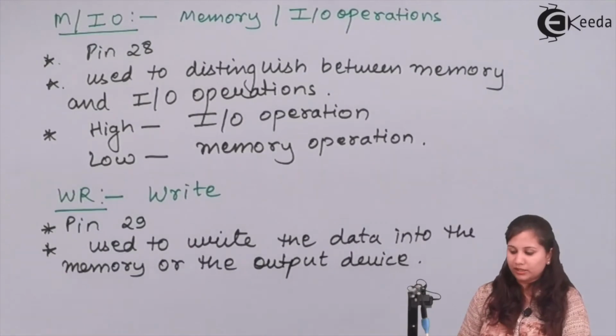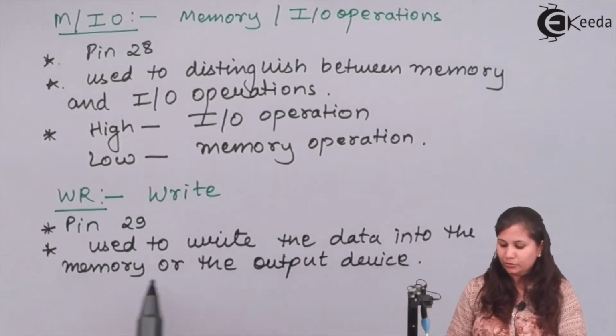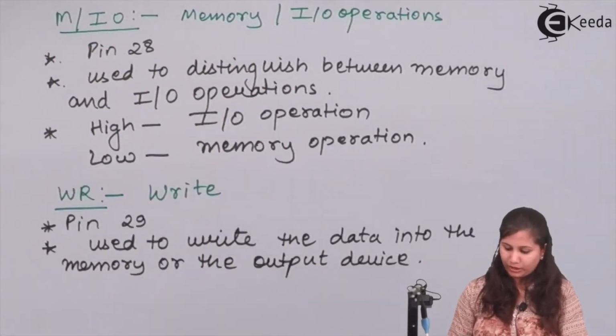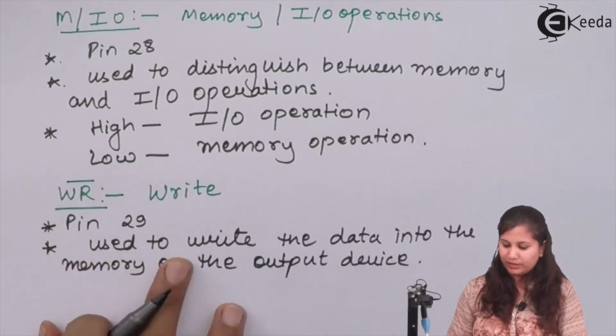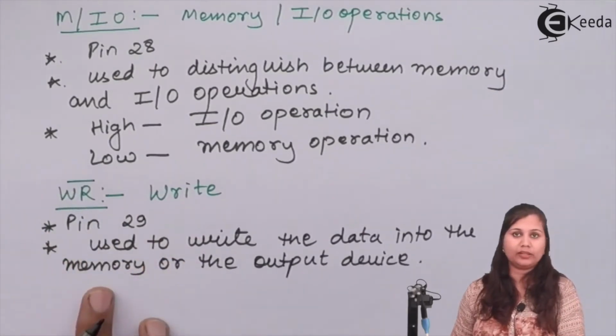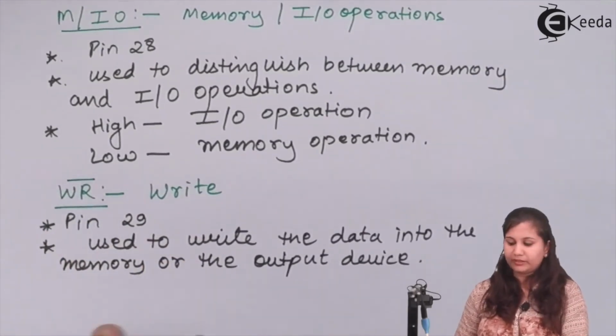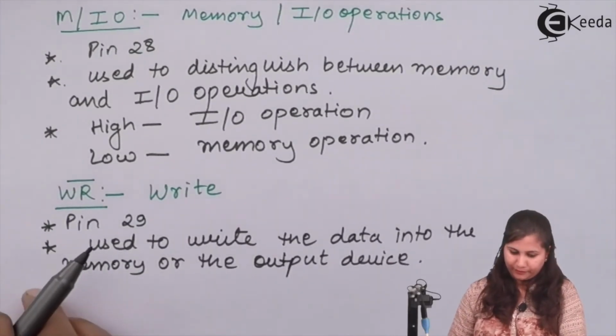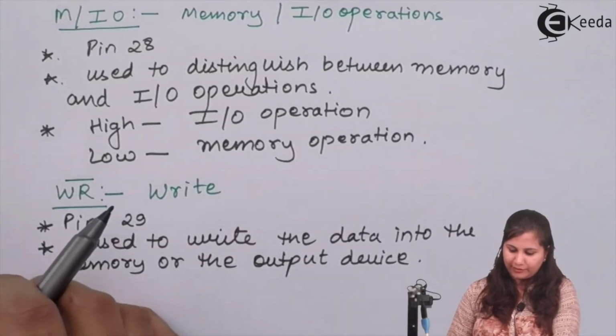This write signal is used to write the data into the memory or the output device, depending upon which operation is selected. This signal is an active low signal. So when its value is 0, then only the write operation will be performed. Next we have HLDA and hold.